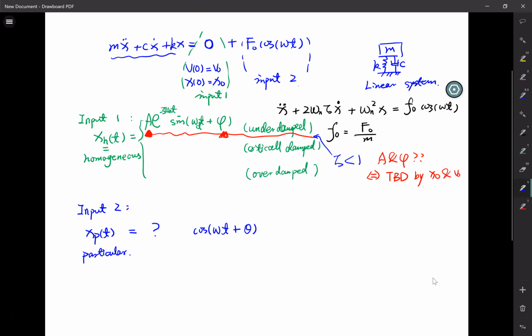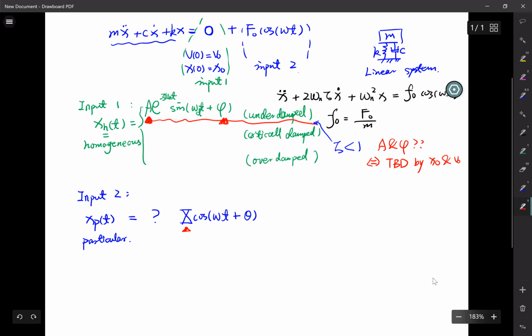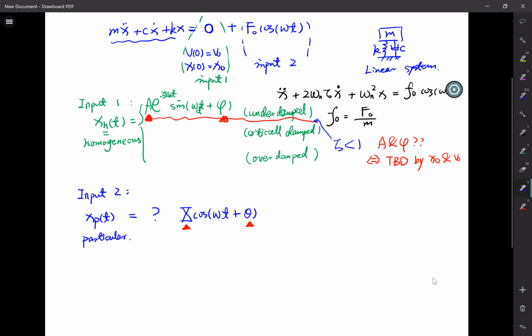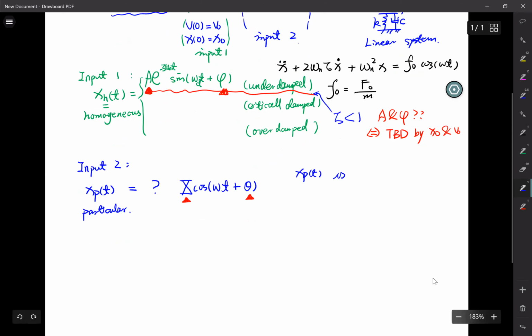And there is another amplitude. We can name it big X. So that's going to be your response. Again, we have two things to be determined. We don't know the amplitude, and we don't know the phase. So how can we find these two unknowns? We already know that your x_p(t) is a solution of x double dot plus 2 omega_n zeta x dot plus omega_n squared x equals F_0 cosine omega t.